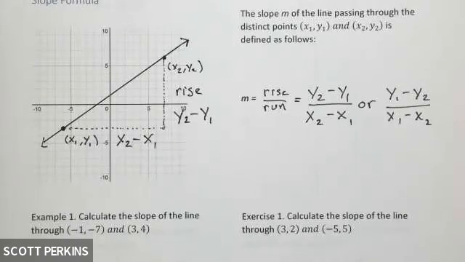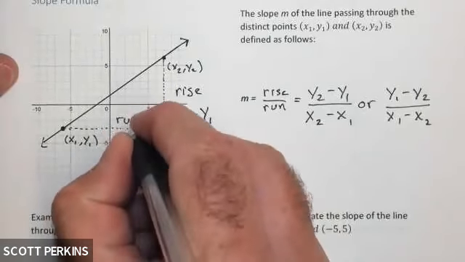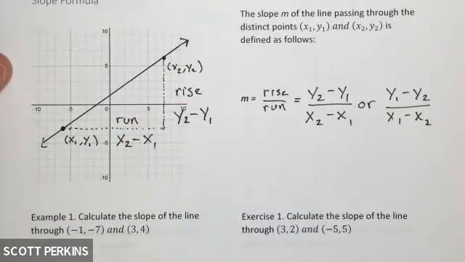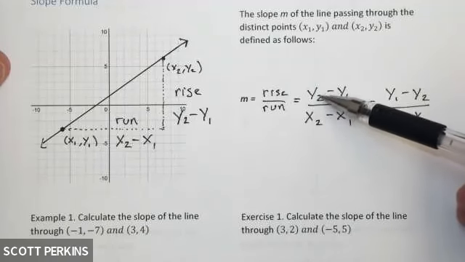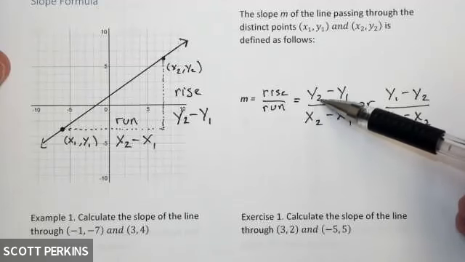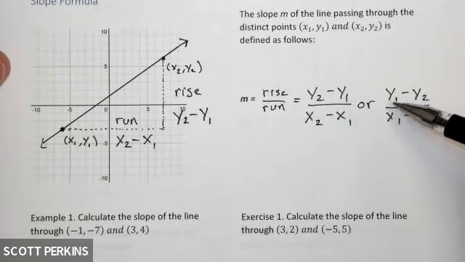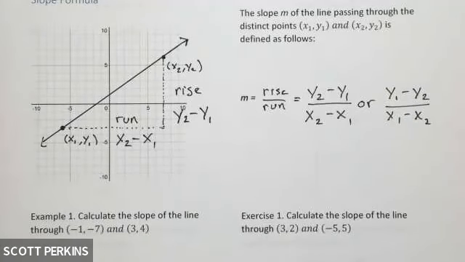It absolutely does not matter which way you go on that. The only thing that does matter is consistency. Whatever point is your y2, make sure you're using both the x and the y. Whatever point is your y1, make sure they're in the same place. That's the only mistake you can make when you're calculating the slope.